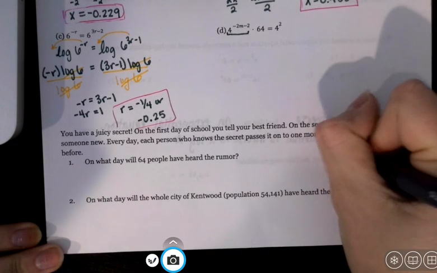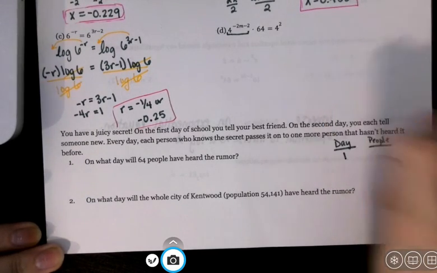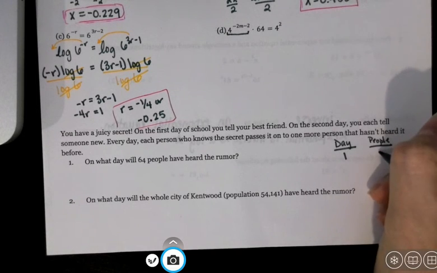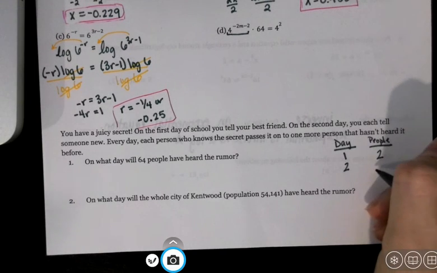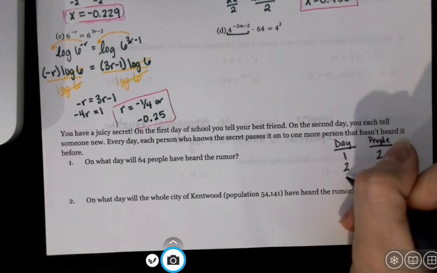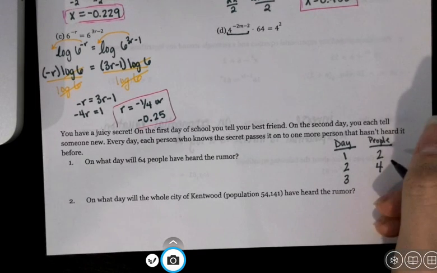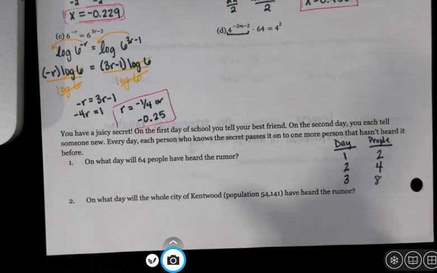So to start, I just want to get an idea of how many people have heard the rumor on day 1. Well, on the first day, I told my best friend, so that's a total of 2 people, me and my best friend. On day 2, we each told someone else, and so that would be a total of 4 people, because there were 2 people, they each told someone else, so that's 2 more, which is 4. On day 3, if 4 people knew and they each tell one other person, it doubles again, so that would be 8. And I could keep this pattern up until I get to 64 to figure out what day that would be. That would work for part 1.